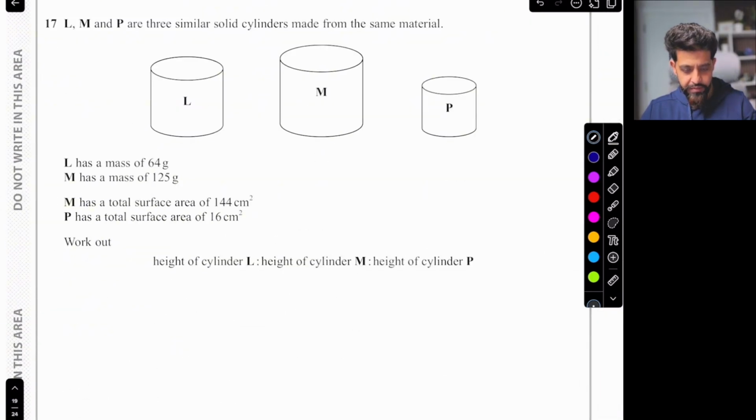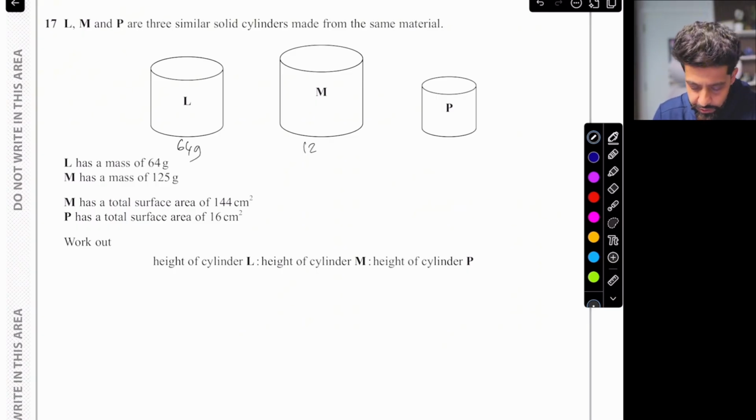All right, next, number 17. We've got 3 solid cylinders which are similar, made from the same materials. L has a mass of 64, M has a mass of 125. So let's write that down: 64 grams, 125 grams. M also has a surface area of 144 centimeters squared, and P has a total surface area of 16 centimeters squared. What we don't have for P is its mass, and we don't have the surface area of L.